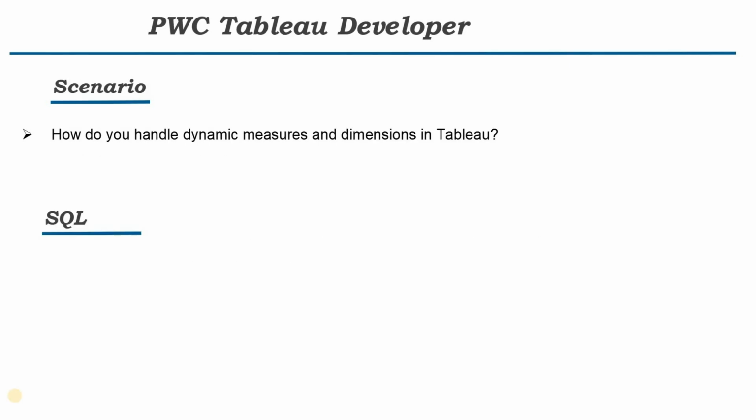The first scenario based question was, how do you handle dynamic measures and dimensions in Tableau? We can create dynamic measures and dimensions with the help of a parameter. First we need to create the parameter and give it a name, and then we can create a calculated field and call our parameter, and then based on the value of the parameter we can call the fields that we want to make dynamic. Okay, so with the help of a parameter you can make dynamic measures and dynamic dimensions.